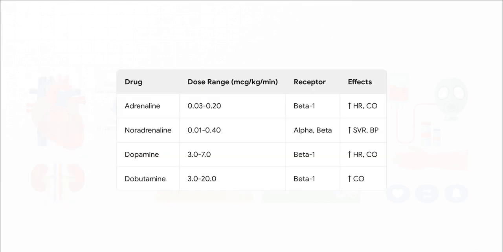But what if dumping fluids in doesn't hit that target MAP? Well, that's when we bring in the heavy hitters, specific vasopressors and inotropes. It's all about picking the right agent based on which part of that MAP equation is failing. Need to clamp down the pipes and increase systemic vascular resistance? You reach for noradrenaline for that strong alpha receptor squeeze. On the flip side, if the pump is failing and you need to boost cardiac output, you'd go with dobutamine to leverage its beta-1 affinity and increase contractility. It's a highly precise pharmacological balancing act.